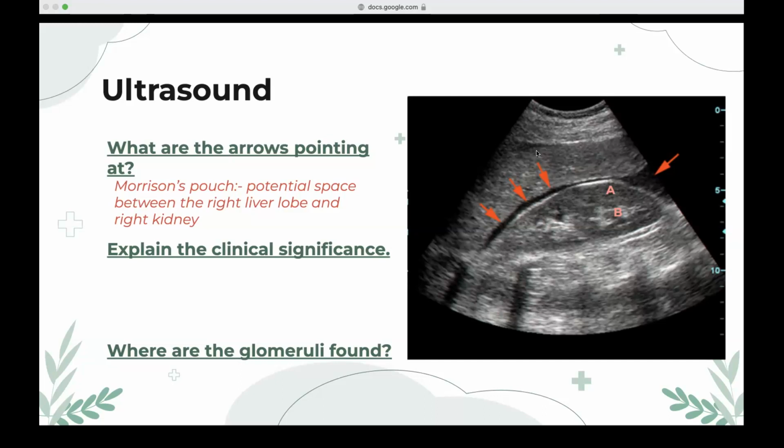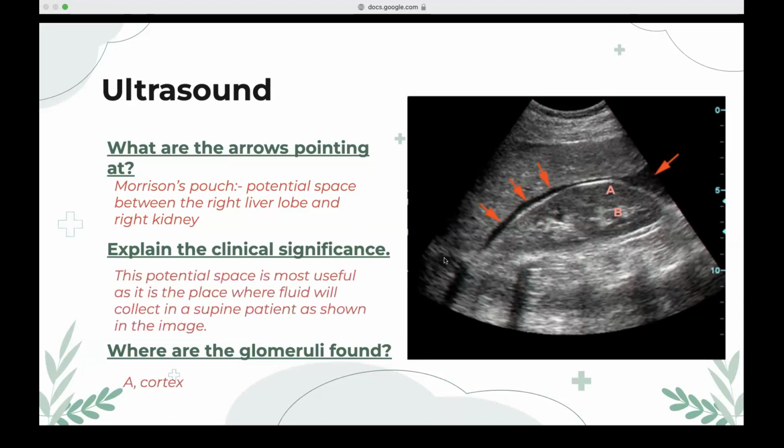So normally, it's as they call it a potential space. Normally it doesn't have any fluid. Normally you should not see this. Okay, there should be no black here. But when someone has fluid in their abdomen or blood or anything, it would show up on ultrasound when they're supine, as you mentioned. So it's basically a sign of free fluid in the abdomen when fluid fills up in the Morrison's pouch. Normally it does not have fluid. It's closed. You don't see it, but when there's fluid, you will see it.